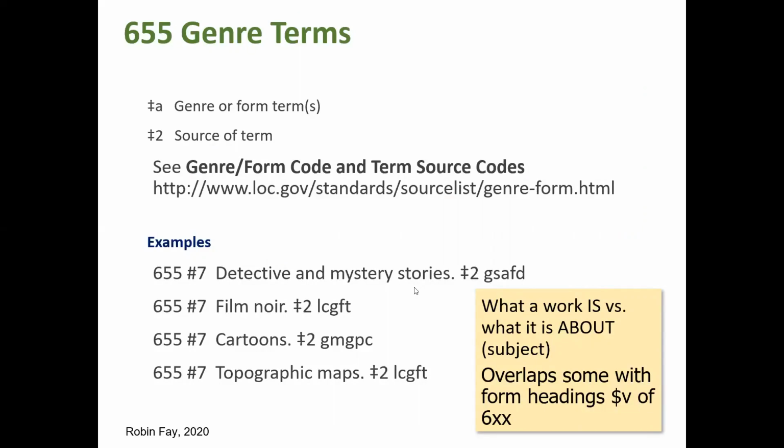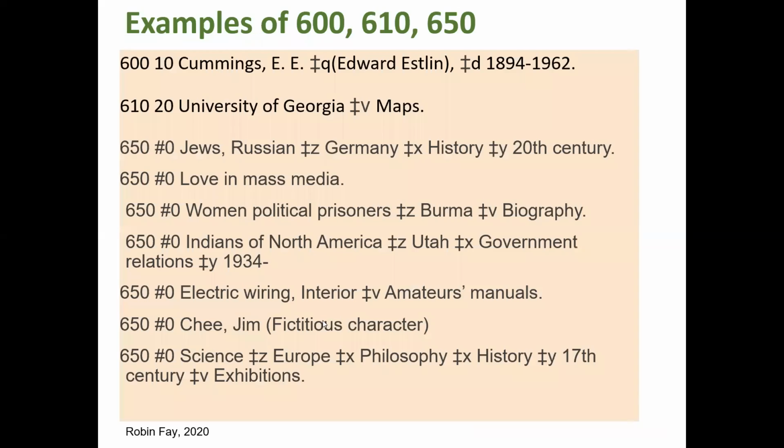Another thing that we're starting to use a little bit more is we're creating some genre terms. These genre terms are what a work is versus what a work is about. So a subject heading, any of those subject heading kinds of things, is what a work is about. The genre tells us what a work is. Is this a film noir? Is it a cartoon? Is it a topographic map? And let's see, do we have one here? Yes, we have here at the bottom, exhibitions.